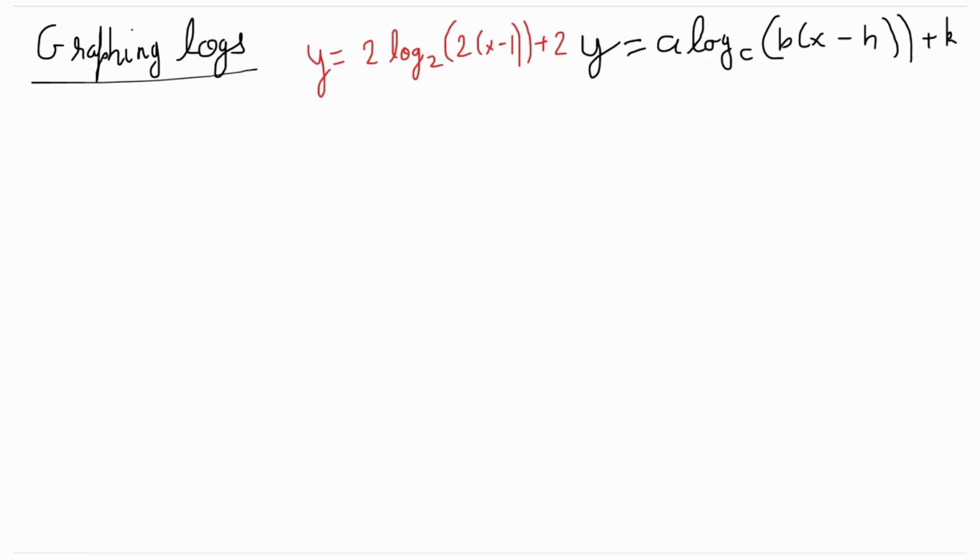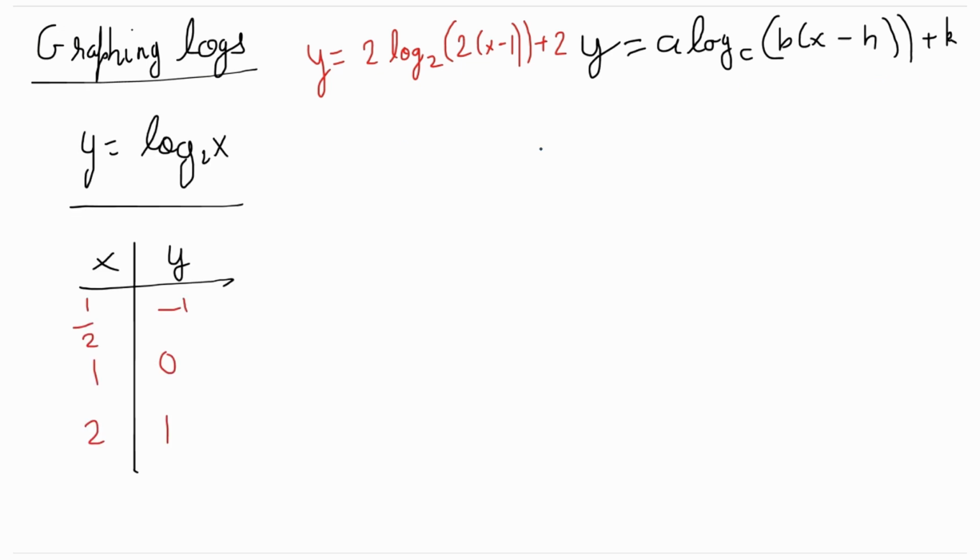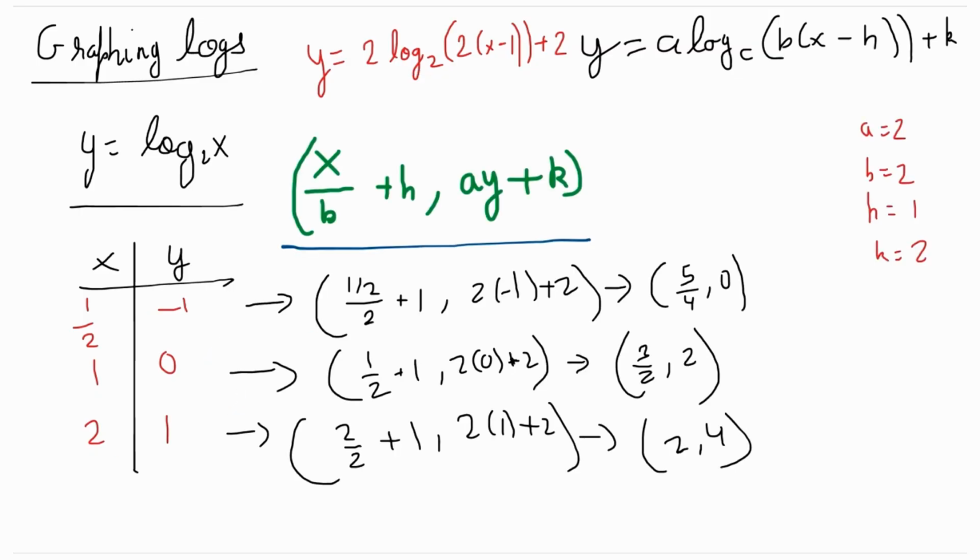Transforming logs, it's the exact same thing. You just have the a, b, h, and k values. Okay. So for this one, we would take the base function, which is log 2x. Take the 3 key points that we always use, pull out the mapping notation, and find new points. Okay.